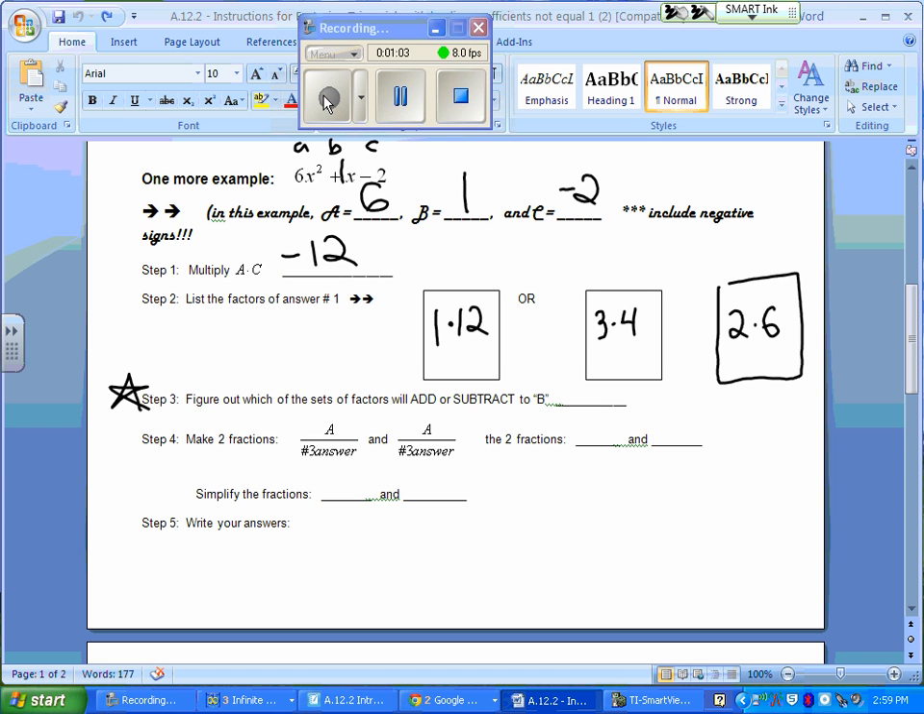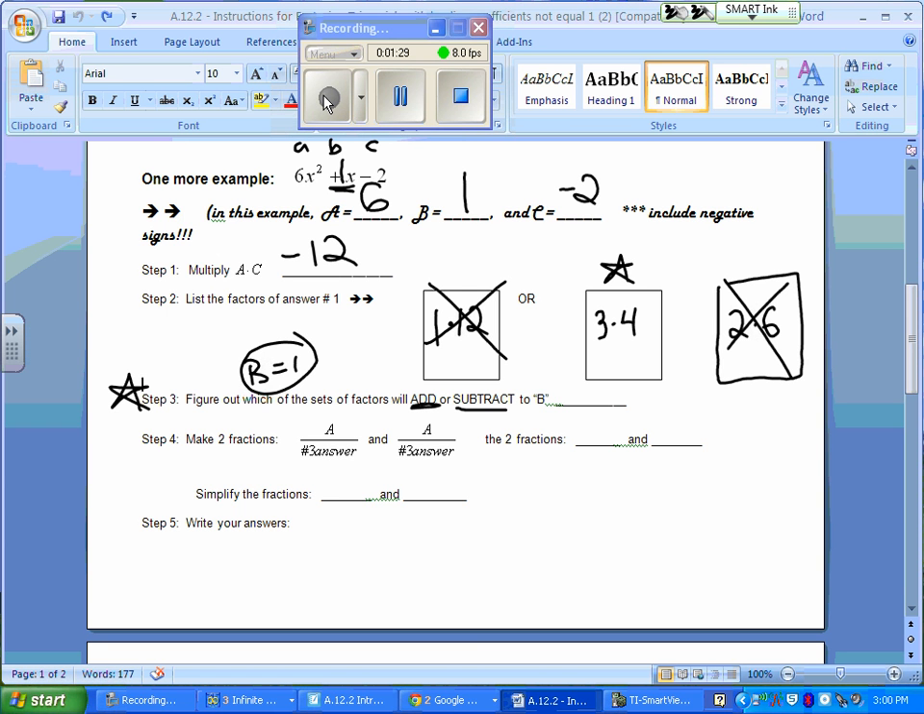Step number 3 is figure out which factors will add or subtract to letter B. B equals 1, which is right here. So one of these pairs will add up to 1. Well, 1 and 12 will never add up or subtract to 1. 2 and 6 will give you a 4 or an 8. So it's got to be 3 and 4, added or subtracted.